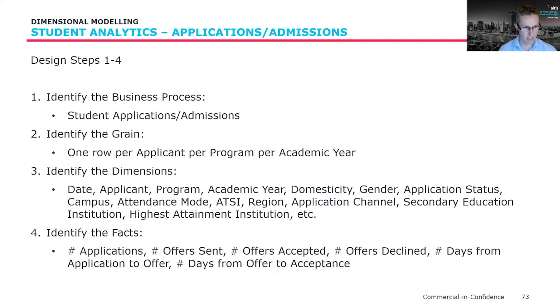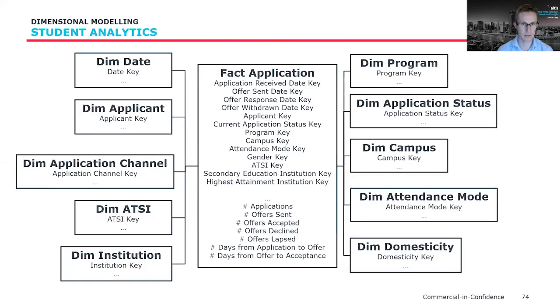The sorts of facts that we would want to measure this process by is what were our number of applications, offers sent, how many of those offers were accepted, how many declined, days from application to offer, how many days from offer being sent to there actually being an acceptance. From here, we can then move on to building our star schema.